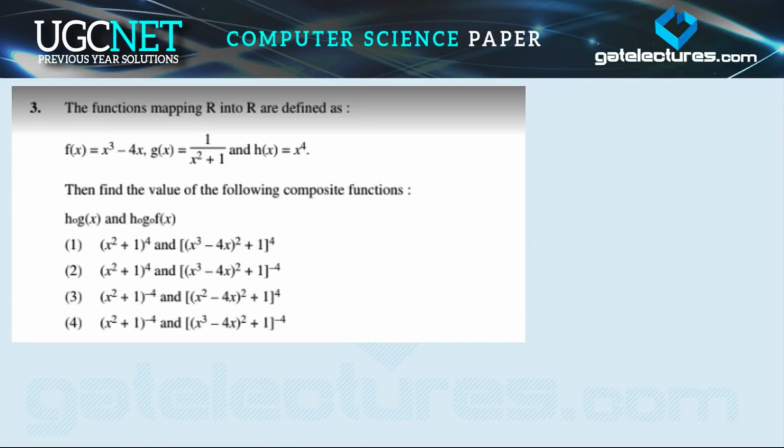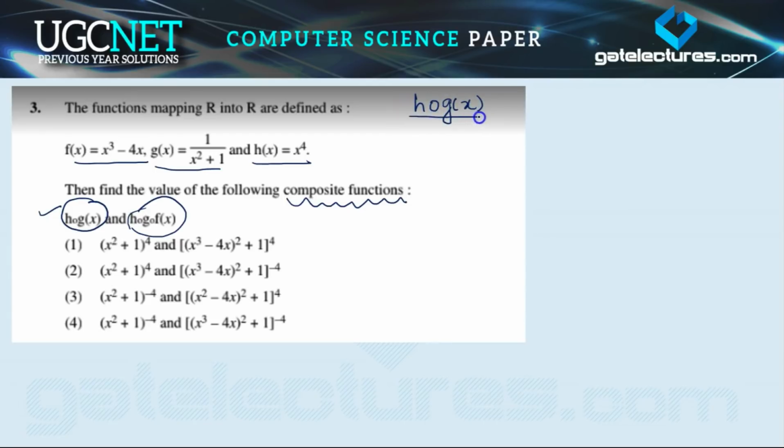Question number 3: the function mapping R into R is defined as, right? This is f(x), this is g(x), and this one is h(x). Find the value of the following composite functions. First h of g of x, and the next is h of g of f of x. So first find this one, h of g of x.